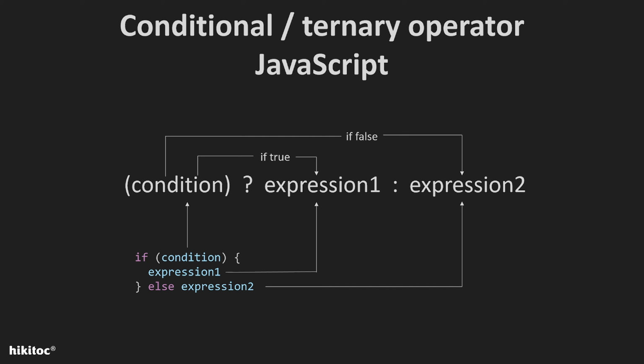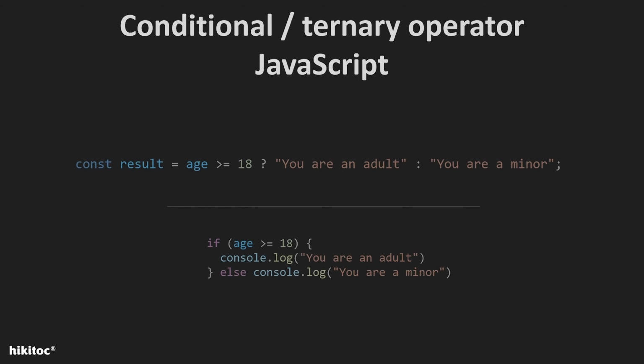The first one is the condition. It's a Boolean expression that evaluates to either true or false. Next will be expression 1, the value to be returned if the condition is true. And expression 2 is the value to be returned if the condition is false. As you understand from the name ternary, the operator consists of three parts: the condition or expression being evaluated, next the second part, which is triggered if the first part is true, and the third part triggered if the first part is false.